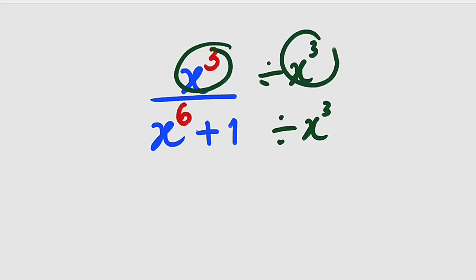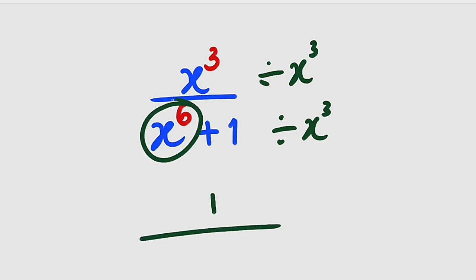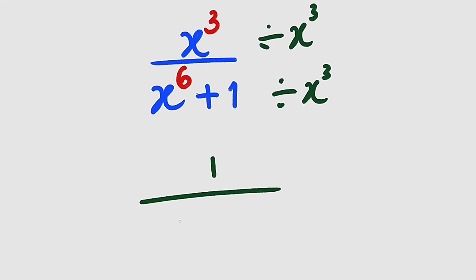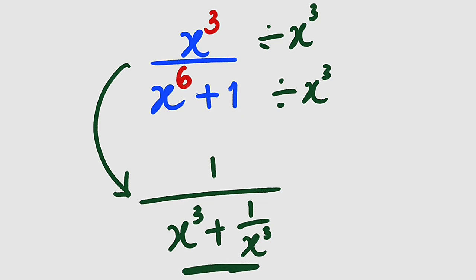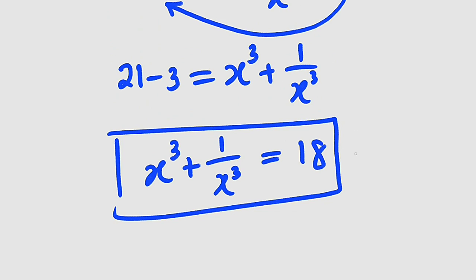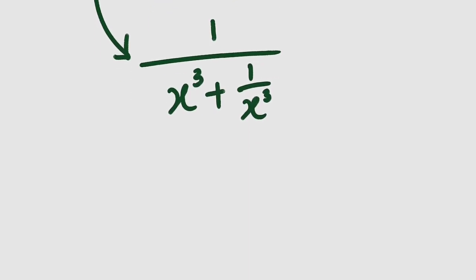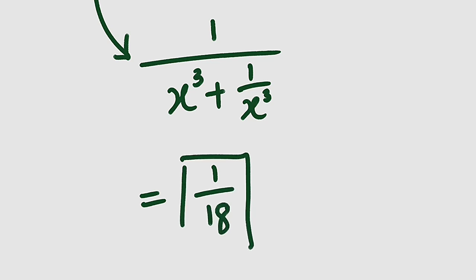So to the top, this divided by this will give us 1. So we have 1 divided by, at the bottom, x to the power of 6 divided by x to the power of 3, applying one of the laws of indices. That will give us x to the third power plus 1 divided by x to the third power. You see, we have just simplified this to this. But we have a value that represents x to the third power plus 1 divided by x to the third power, which is nothing but 18. And finally, this is equal to 1 divided by 18, which is the final answer.